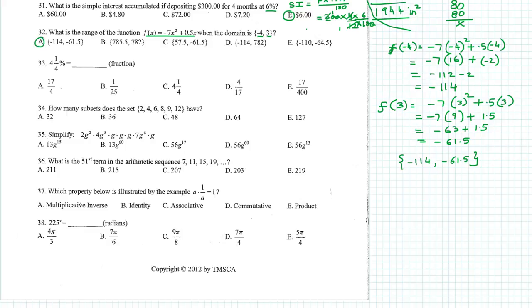Question 33, 4 and 1/4% in the form of a fraction. 4 and 1/4 is 17 over 4 because we multiply 4 times 4 and add 1. So we get 17 in the numerator and 4 in the denominator. So 17 over 4% means 17 over 4 divided by 100. So this is divided by 100 over 1. So we write 17 over 4 times 1 over 100. So this is 17 over 400.